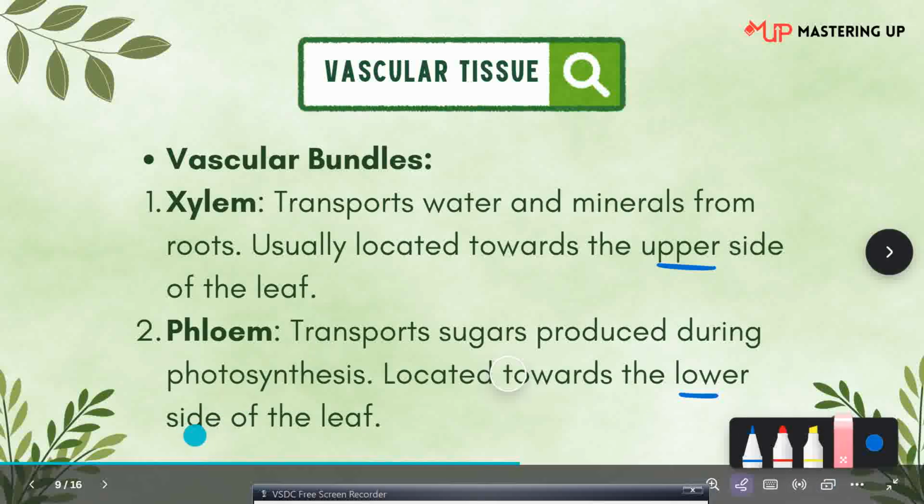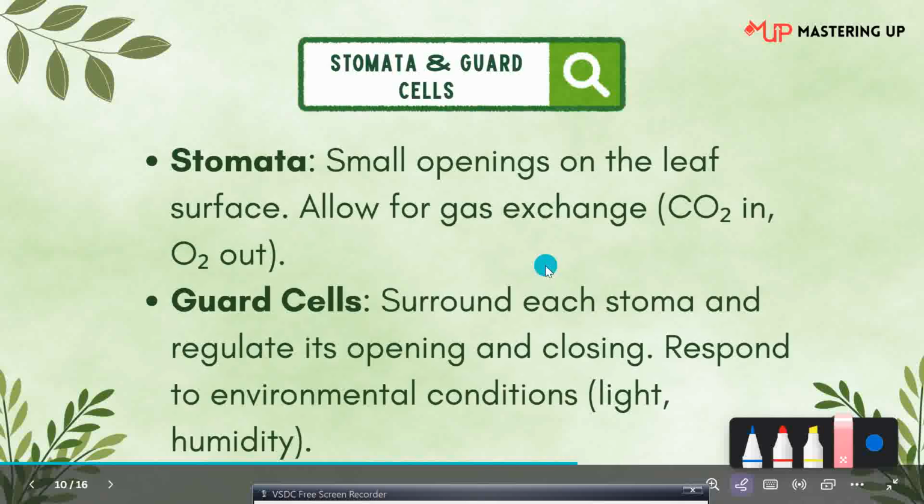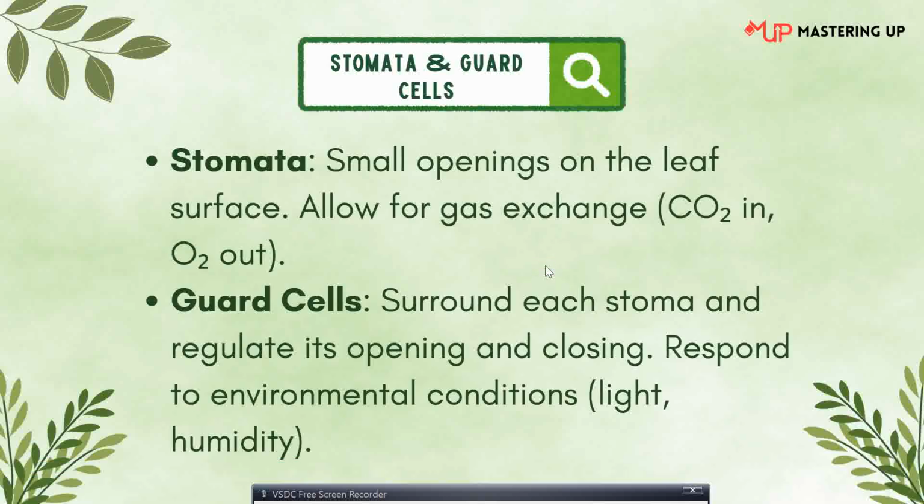I already told you three main parts are present: epidermis, mesophyll, and vascular bundle. The epidermis is present on both upper and lower surfaces, in the middle mesophyll cells are present, and in between the mesophyll cells the vascular bundle is present. Now coming to stomata, they are small openings on the leaf surface that allow gaseous exchange, that is carbon dioxide in and oxygen out, in case of photosynthesis. In case of respiration in the night hours, the opposite of this happens.